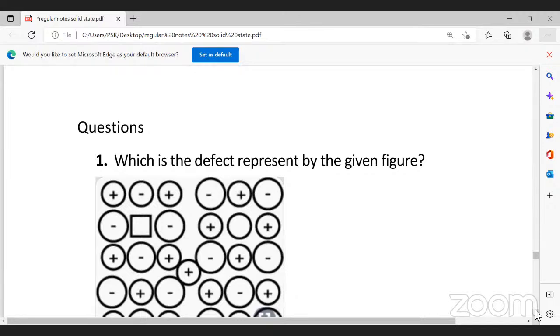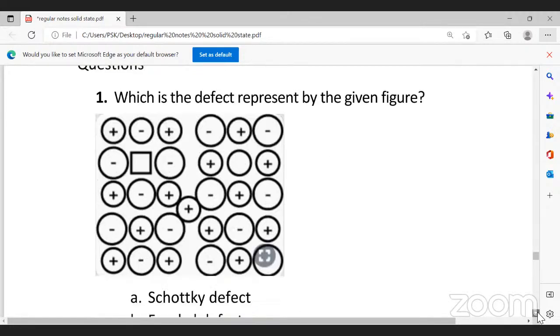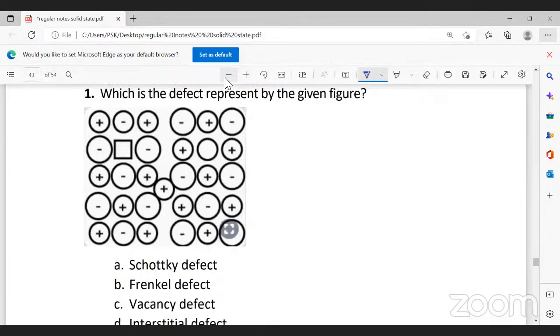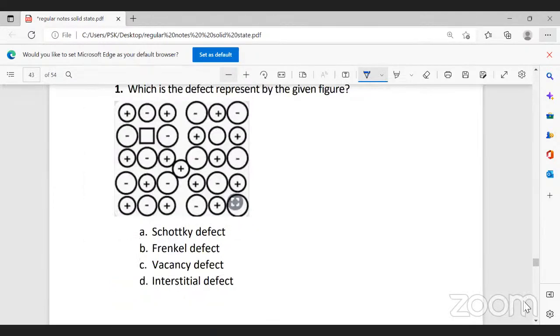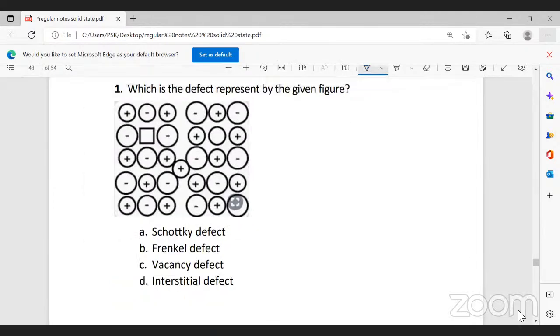Okay, we will continue. Today we will finish with the chapter solids, so that from next class onwards we will start with the second chapter, solutions. Maybe we have 20 questions and more than that. If you have any clarification, you can ask. I think 25 questions I have made. We'll work on these questions and then we'll see what can be done. Now, the first question is, which is the defect represented by the given figure?